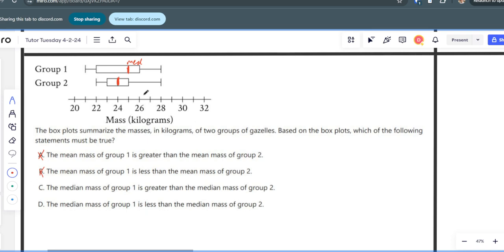And once we know that that's the median, we can easily identify that the median mass for group 1 is higher than for group 2. It's a difference of like 25 versus 24. So the only thing that matches up with is answer choice C.